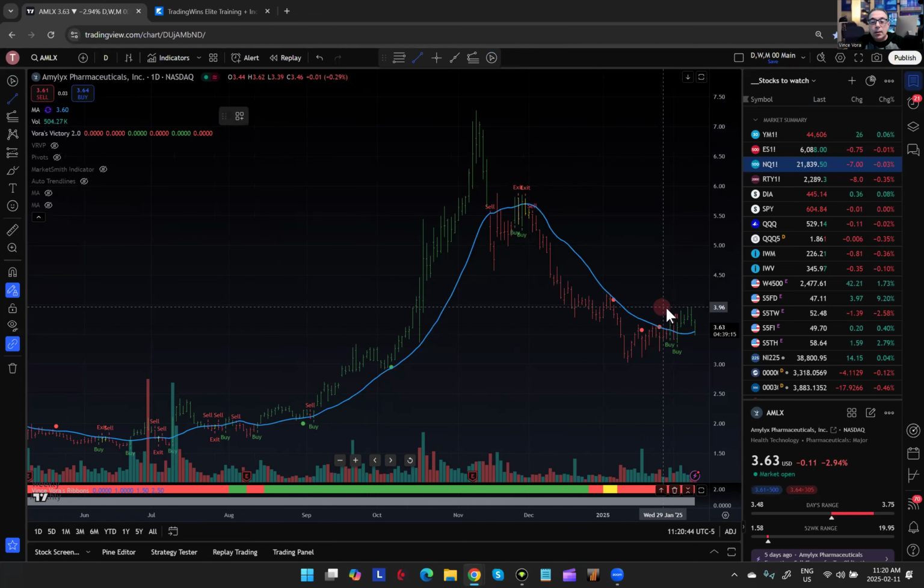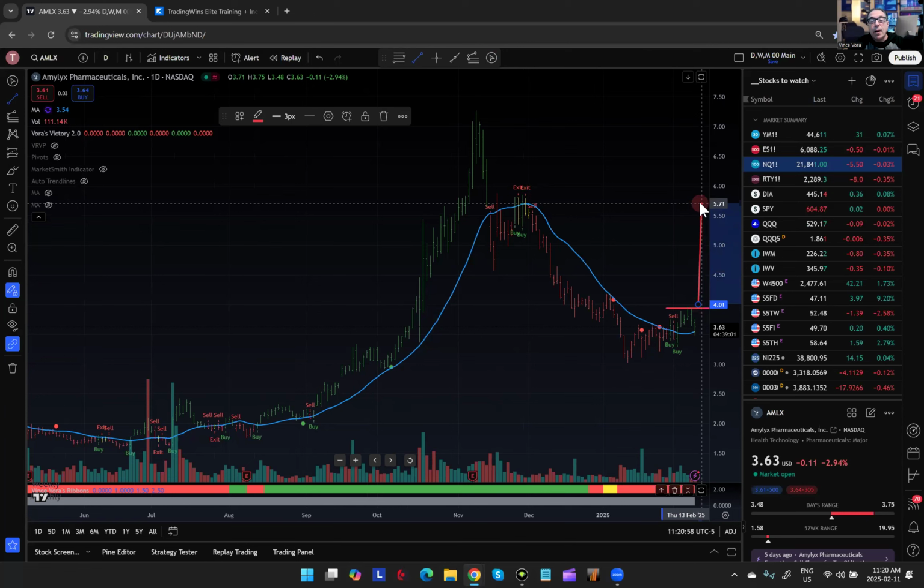One clear sign that we have held that 20 is if we can break this prior high. So if we can get above here, above $4, then we should be on our way higher. Okay.